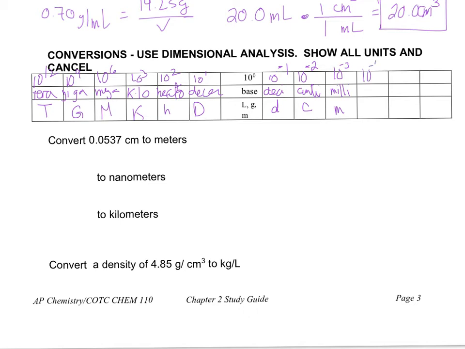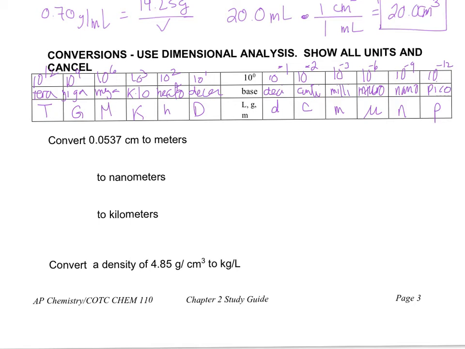Then we have 10 to the negative 6. That's a micro. I'm sorry, that should say micro. And its symbol is the Greek letter mu, which sounds like an M, but it looks like a U. 10 to the negative 9 is nano, with an N. 10 to the negative 12 is a pico. 10 to the negative 15 is a femto. And so on. So let's try these.